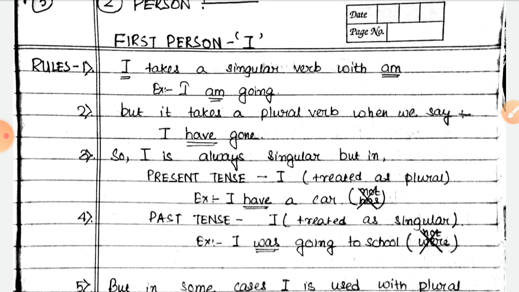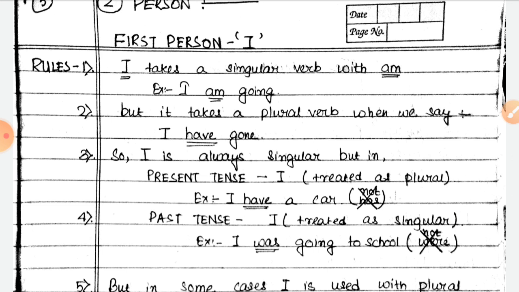So I will always take a singular verb when I is with am. I am eating. I am sleeping. It's not "I am sleeps," or "I am sleep." It is "I am sleeping." But it takes a plural verb when we say I have gone. When I takes a plural verb, when it shows what? I have gone. Now there is a trick to remember.